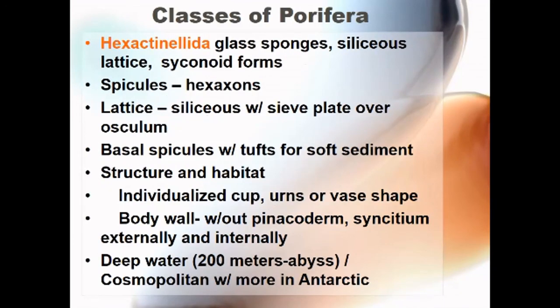Okay. So let's proceed to specific groups of Porifera. So we have the Hexactinellida, or we call the glass sponge. They have this kind of spicules made up of silica. And the type of spicules also hexaaxons. So meaning hexa, 6. So meron siyang 6 spines in one spicules. Lattice, siliceous with sleeve plate over the osculum. And mostly found in deep waters, 200 meters in abyss.